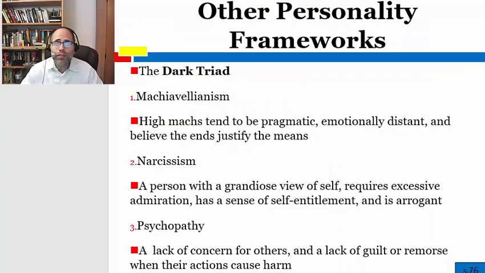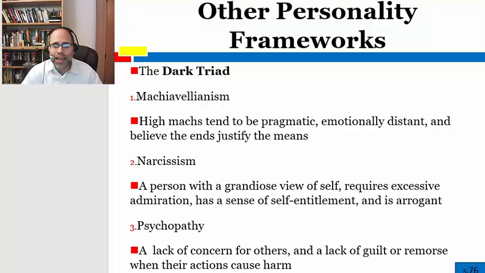Then we've got some other aspects of personality. You've got the quote-unquote dark triad. Now this is the opposite of the Big 5. The Big 5 were good things, and now we've got bad things. These are things that tend to obstruct organizational behavior, or behavior in general, relationships in general.